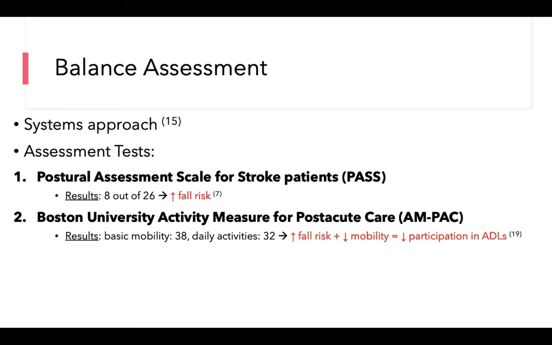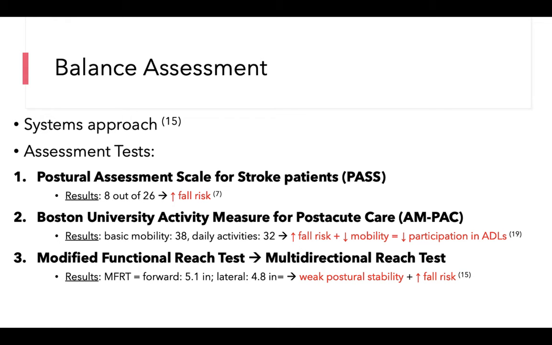She can also do the AMPAC, which is another stroke-specific assessment, except this one measures patients' activity limitations via two short forms: basic mobility and daily activities. She scored low on both of these, not making the cutoffs, suggesting that she's at an increased risk to fall and has poor mobility. And those two things are basically leading her to have decreased abilities in participating in her activities of daily living.